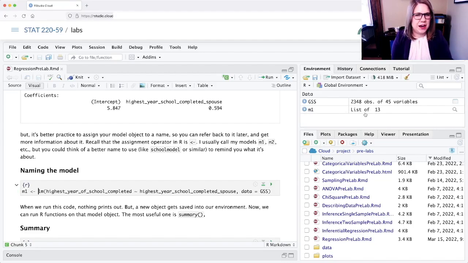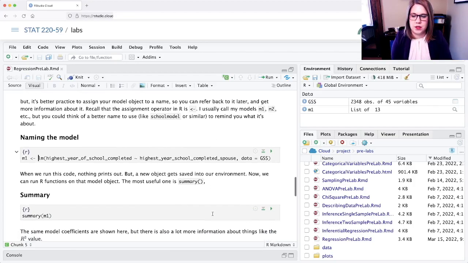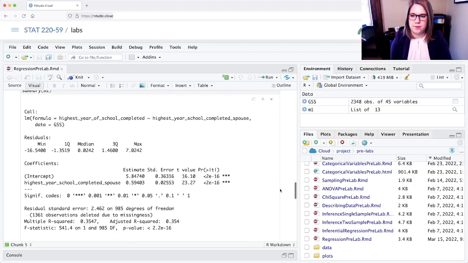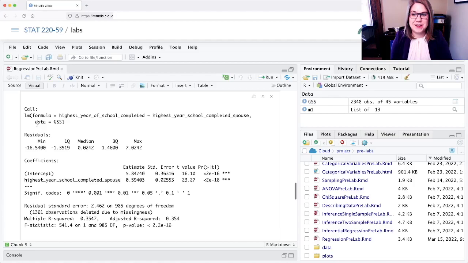It's something you can click on to look at, but it's not very easy to see. So the way that we usually look at a model object is with the summary function. Here's how it works. You do summary, parentheses, M1, and then it's going to give you a bunch of information. I'll run that.